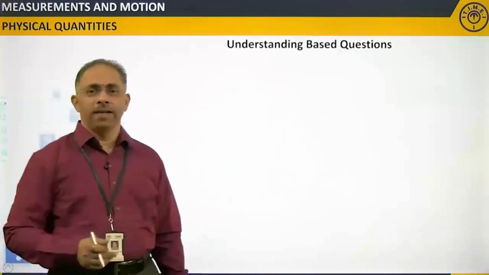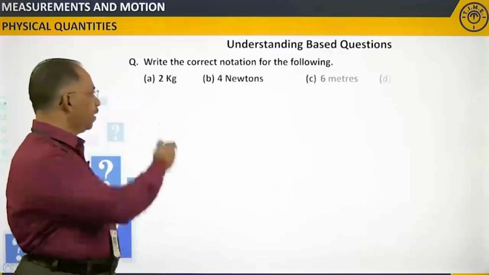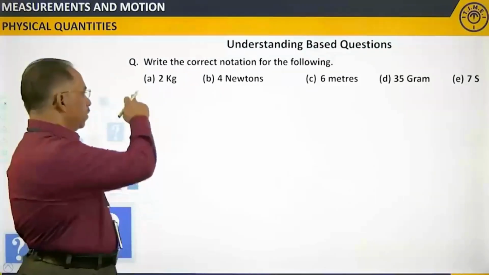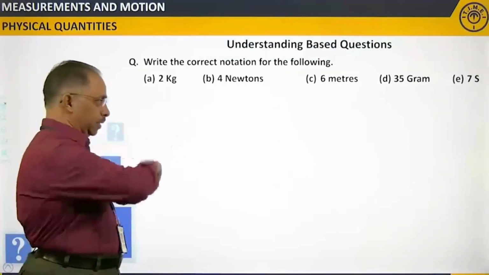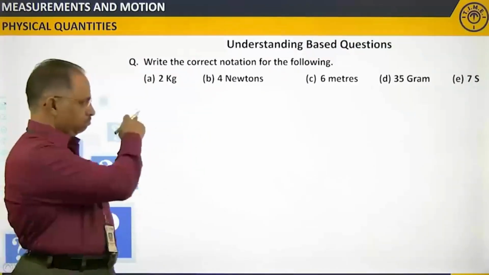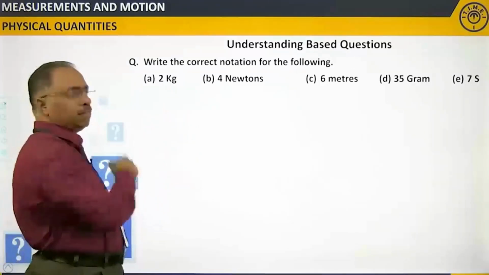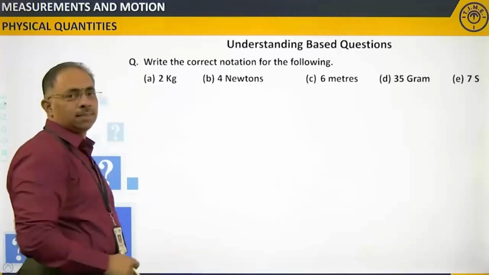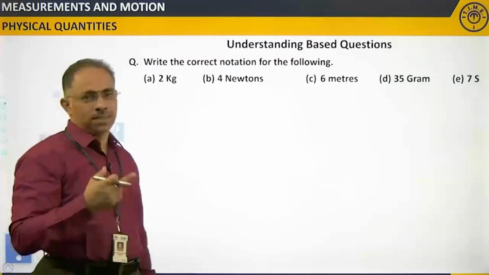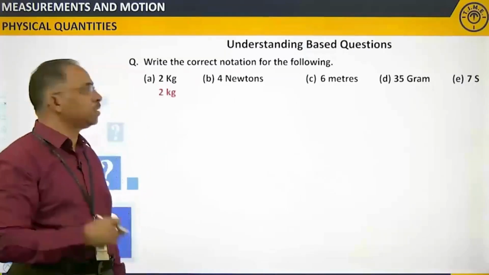Let us look at the next question. Write the correct notation for the following. So, we have given 5 things over here. 2 Kg, 4 Newtons, 6 Meter, 35 Gram, 7 Seconds. So, these are not given in the correct notation. What is the problem over here? K is in the uppercase, 2 Kg. Because when you are writing the units, we should follow the standards, right? So, this k, kilo, which is the prefix, should be used in the lowercase.